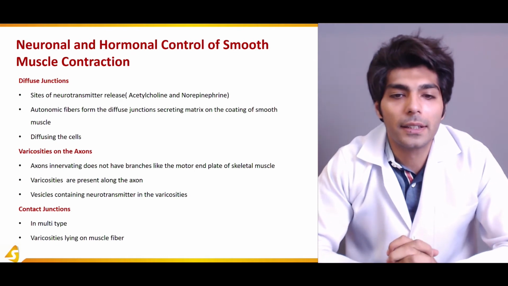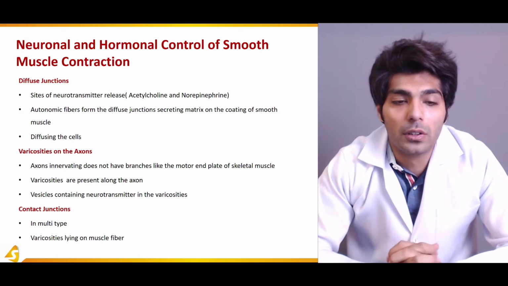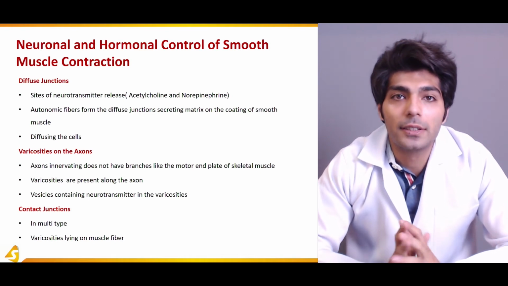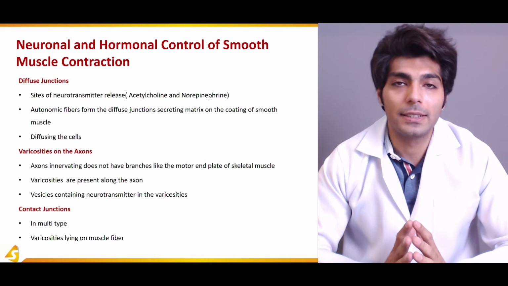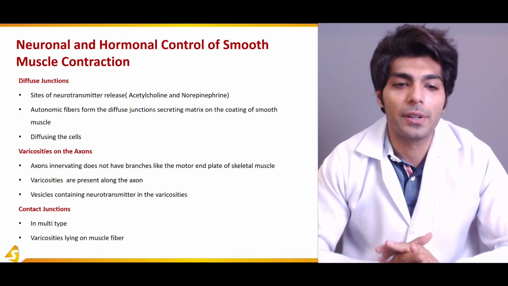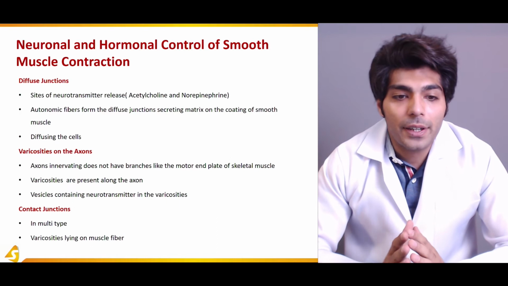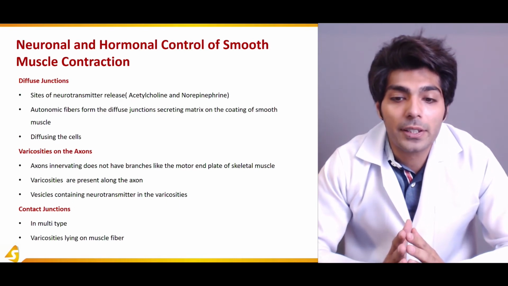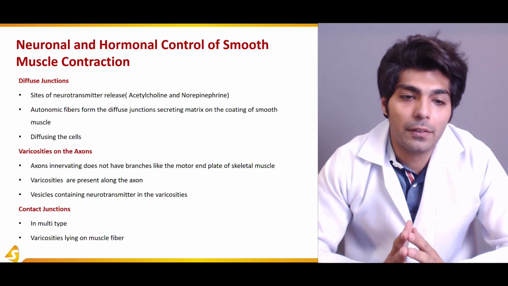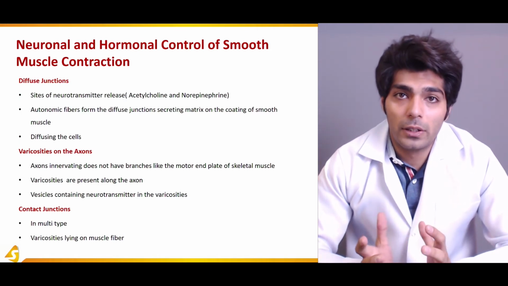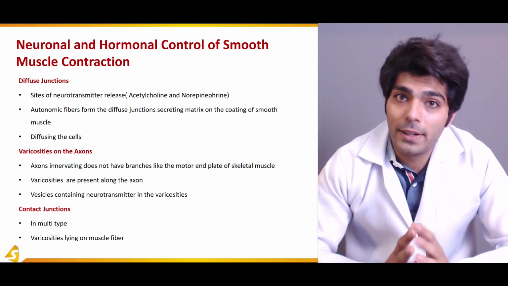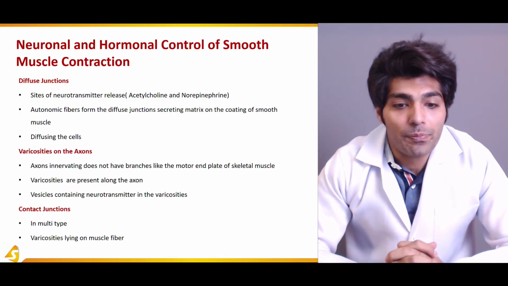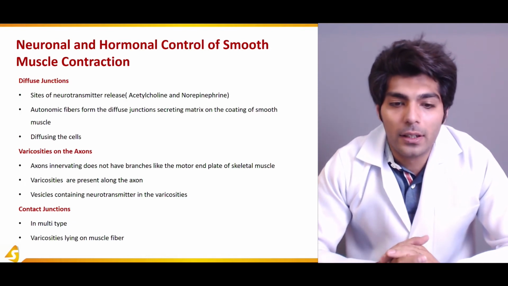So in the neuronal and hormonal control of smooth muscle contractions, there are diffuse junctions, the sites of neurotransmitter release, which are acetylcholine and norepinephrine or epinephrine. The autonomic fibers from the diffuse junctions secrete onto the coating of the smooth muscles and diffuse to the cells. So there are varicosities that are present in the axons, which we have discussed earlier, and they contain the neurotransmitters.